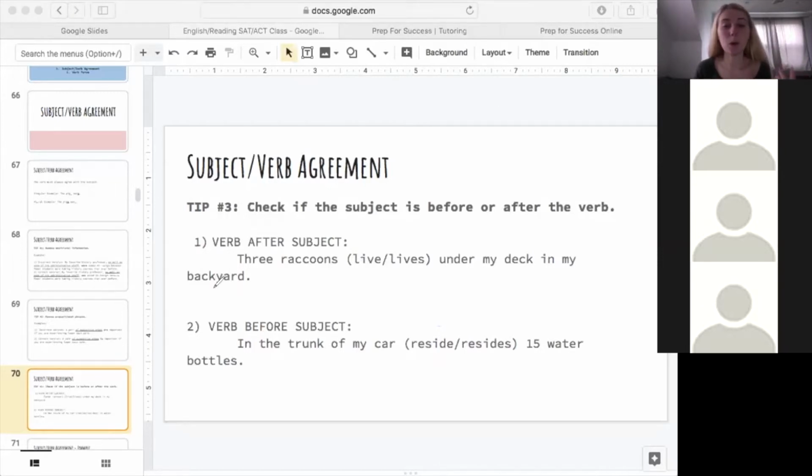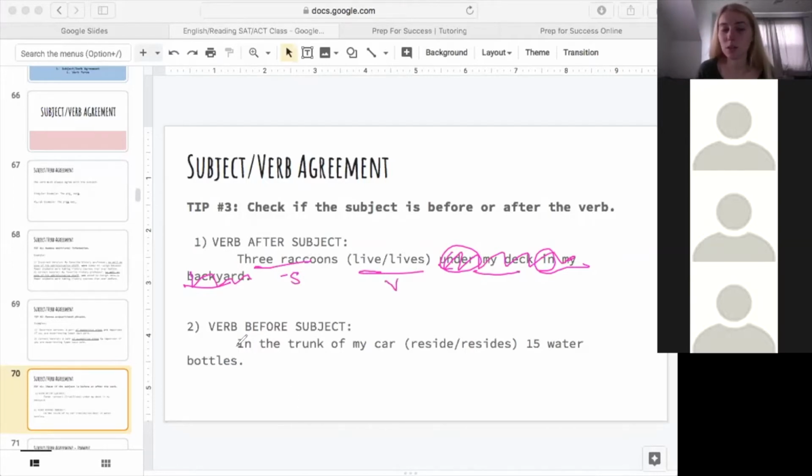So like in number 1, just to repeat, under my deck is a prepositional phrase. In my backyard is a prepositional phrase. So those can't be my subject, cannot be my predicate. Now I'm left over with just my subject and predicate. So 3 raccoons, that's going to be my subject, and that's going to be my verb.